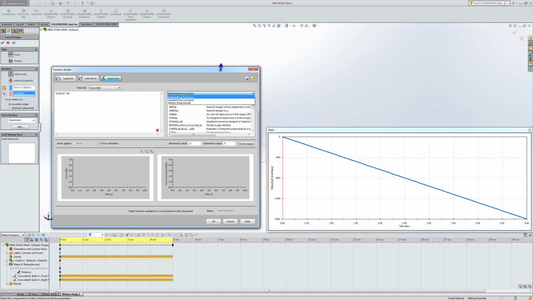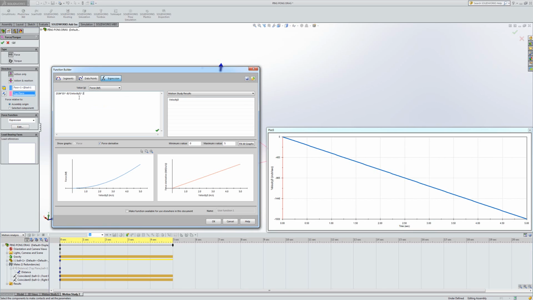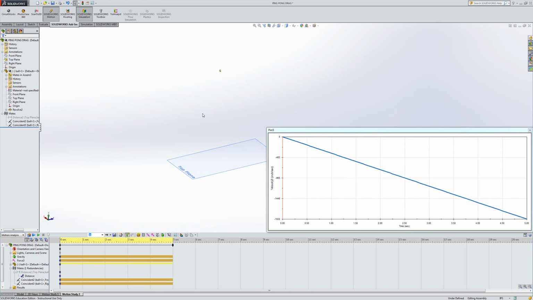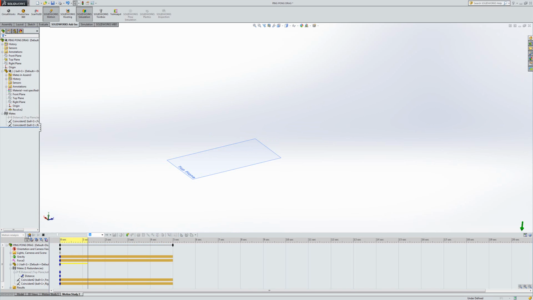Select Motion Study Results from the pull-down menu and choose the velocity result. Square that result and inspect your equation. Calculate the results. Now, the velocity should approach the terminal velocity.